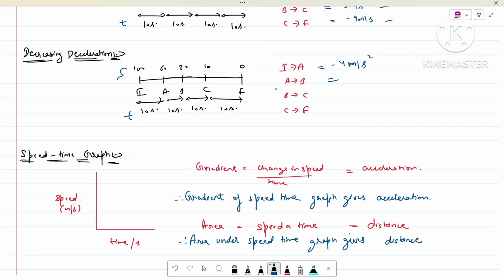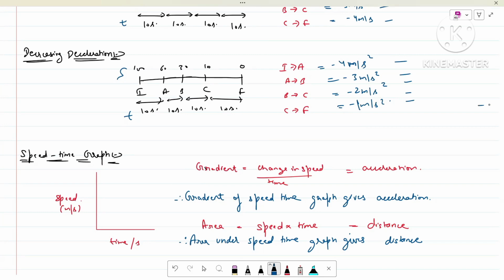When it reached B from A, the change is 30 in 10 seconds. That is minus 3 meter per second square. From B to C, it is minus 2 meter per second square. And from C to F, it is minus 1 meter per second square. So we can see the magnitude is decreasing with time. So we will say the motion is with decreasing deceleration.